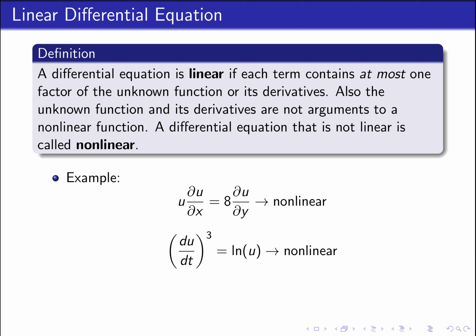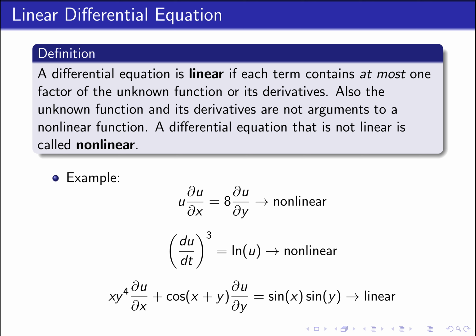The second example is more obviously nonlinear, since the derivative and the function are inputs to a nonlinear function. On the left-hand side of the equation, we see that the derivative of u is being cubed, while on the right-hand side, we see that u is an input to the natural log function. Neither of these functions, the cubed function or the natural log function, are linear.